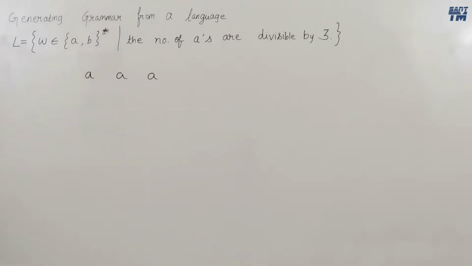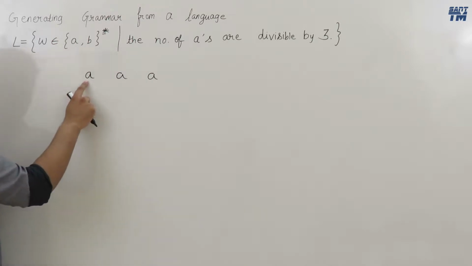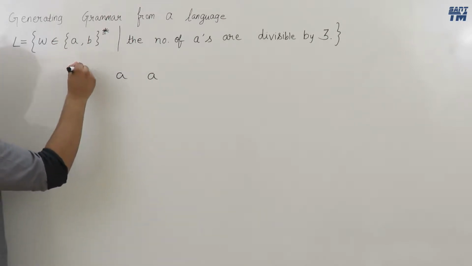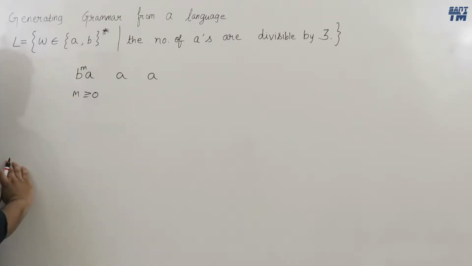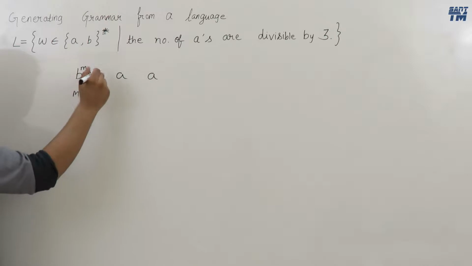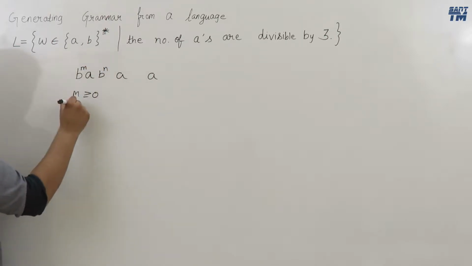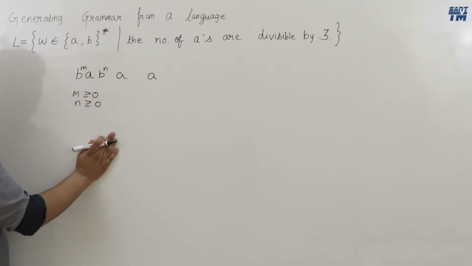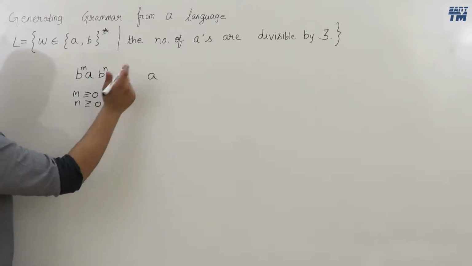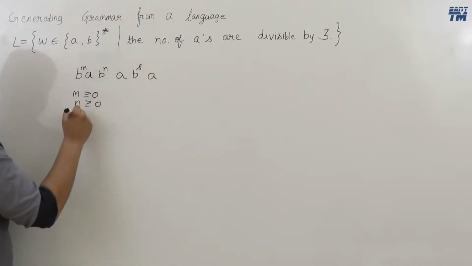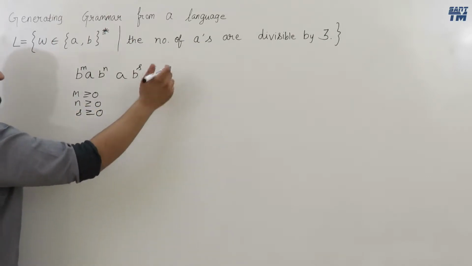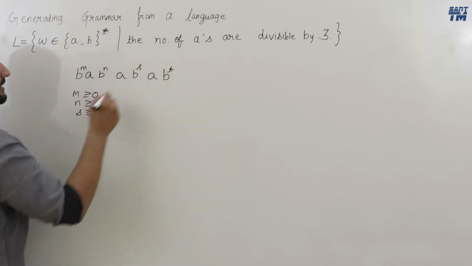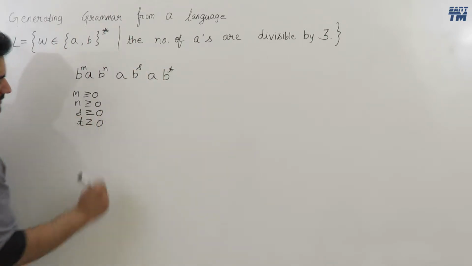Now as the string is a combination of A and B, any number of B's can exist before the first A, b^m where m is greater than or equal to 0, and any number of B's can exist after this A, b^n such that n is greater than or equal to 0, and then another A, followed by b^s such that s is greater than or equal to 0, and then another A, followed by b^t where t is greater than or equal to 0.